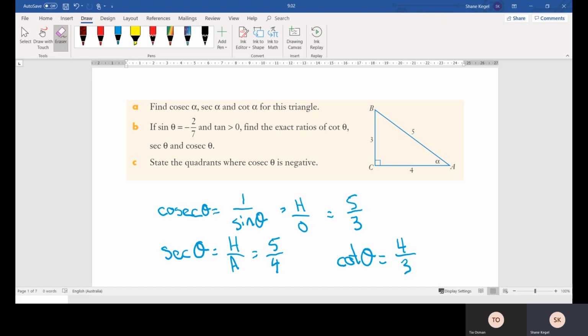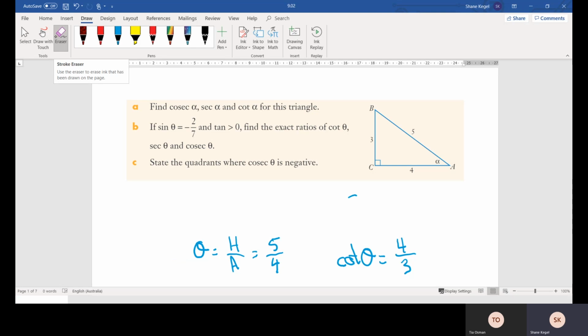And let's have a look at question B, where we're not given the triangle, so we have to work out our triangle first. Looking at question B, we've got sine and we've got a negative fraction. So that tells us that sine must be negative, which hints at what quadrant it should be in. And we're given the fact that tan is positive.